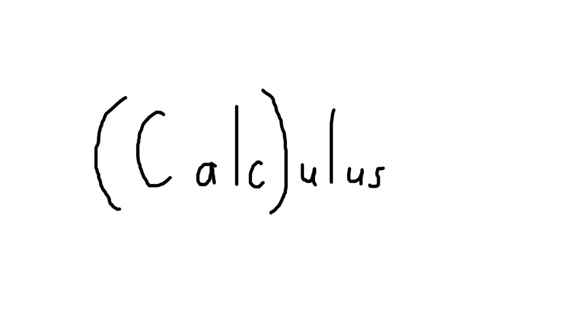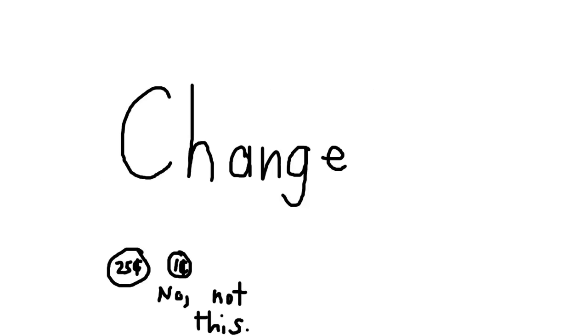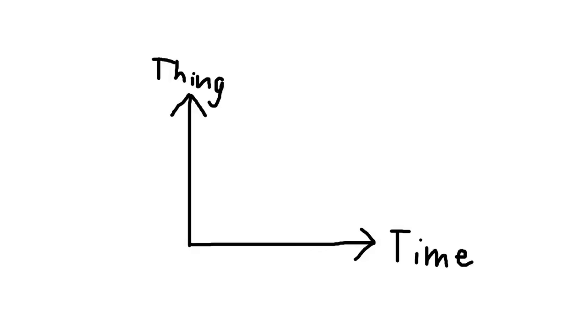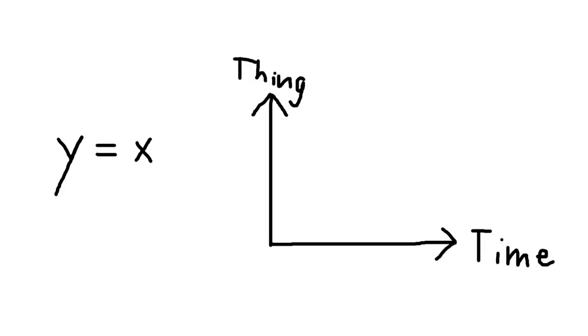Calculus, or just calc, also known as the biggest barrier to cross over to the pure math zone, is the mathematical study of change. Specifically, it means change over the course of something. Most often this something is time, but it can be anything, like distance. Let x be time and y be the thing we want to measure. For a graph like y equals x, for every 1 we move to the right, we move 1 up. So the slope is 1.